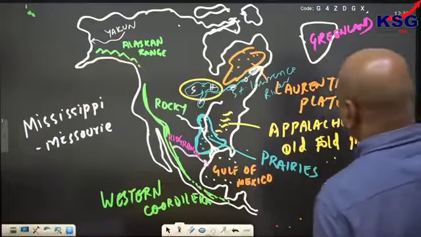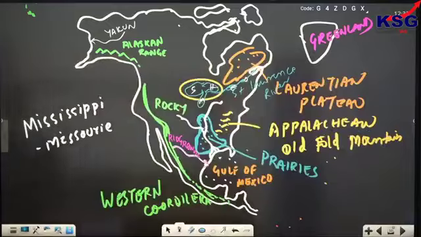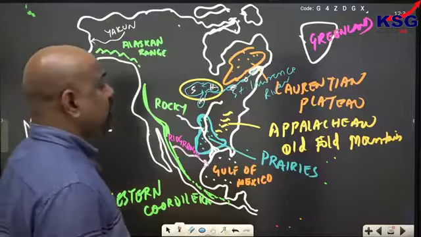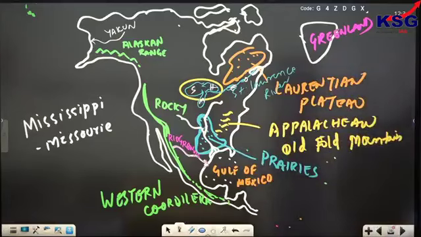Look, Greenland is politically part of Europe, physically located in North America. This is Greenland. I again say this: politically part of Europe, physically located in North America.